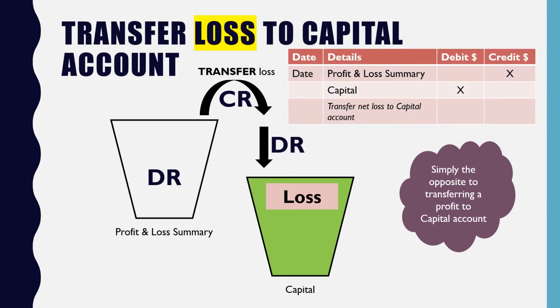In the general journals, we credit the profit and loss summary and debit the capital account to transfer the net losses to the capital account. If you think one step further, this makes a lot of sense. Losses will decrease the capital that we have, and therefore it makes sense to debit the capital account.